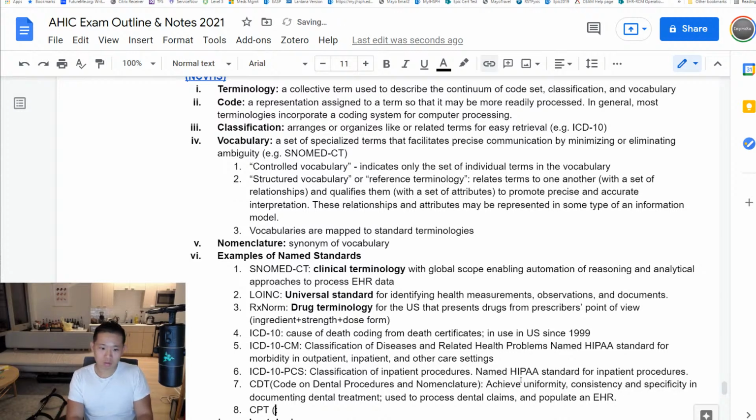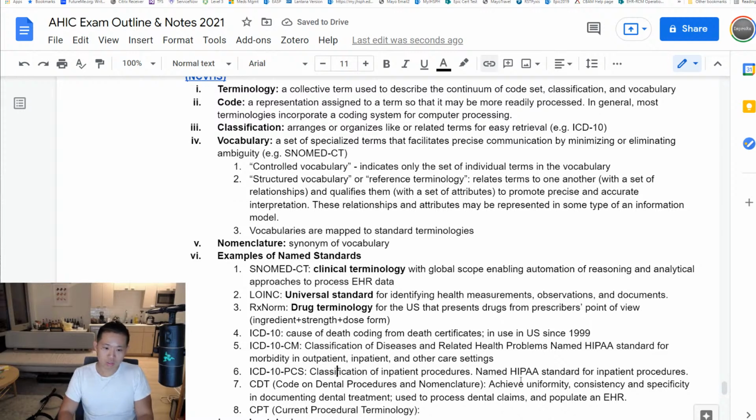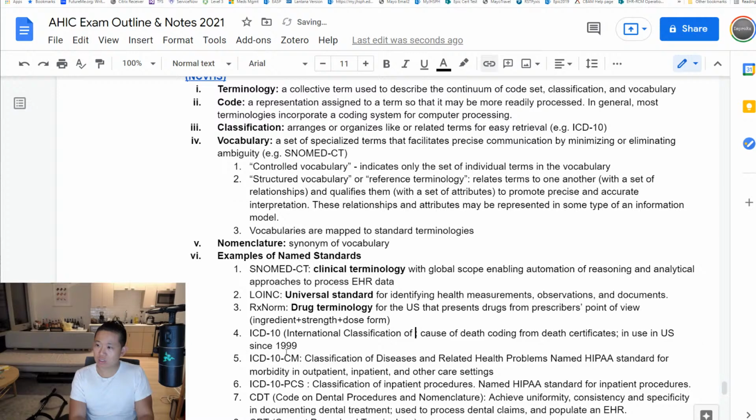CPT is Current Procedural Terminology. I'll come back and write these in. ICD-10 is International Classification of Diseases and Related Health Problems, 10th revision.